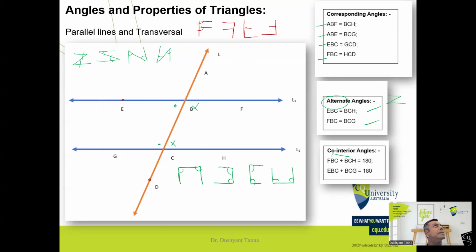I think this is grade 7. Yeah, this is grade 7 math. Recently, I was reviewing the maths unit, so I was referring to the Queensland textbook, and this is grade 7.